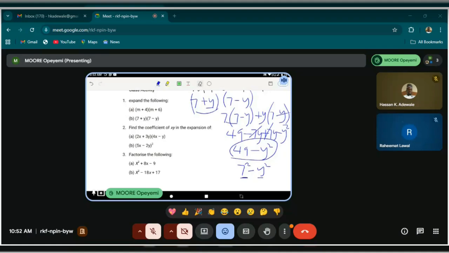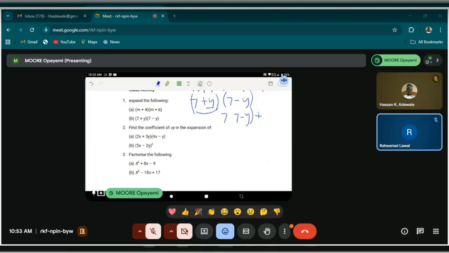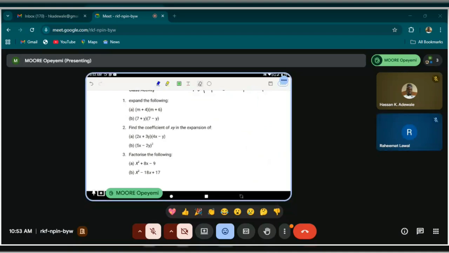Now look at number 2. Find the coefficient of xy in the expansion. Can you try that? Yes, sir. No waste time. When you are through with the first one, let me know. We can do the rest together.